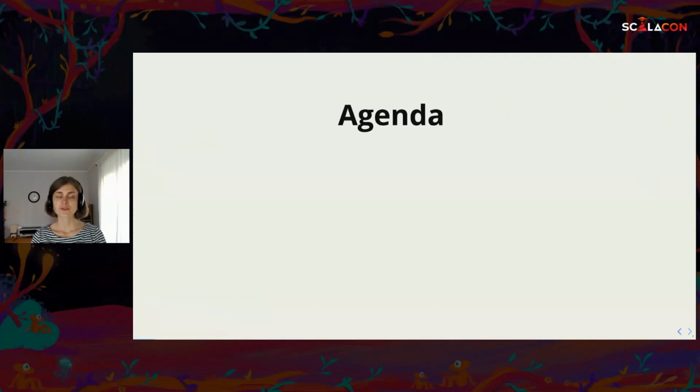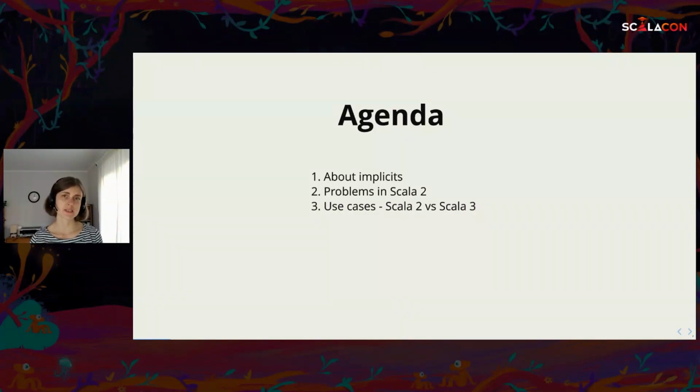So the plan for the next 35 minutes, let's say, is at first I will tell you what implicits are, to remind you why you may need them in the first place. I will try to sum up what the biggest problems in Scala 2 were with implicits, at least for me. And then the main part of the presentation will be 7 use cases of code samples of contextual abstractions in Scala 2 and in Scala 3 to see exactly what has changed. And I will finish by saying a couple of words about migration.